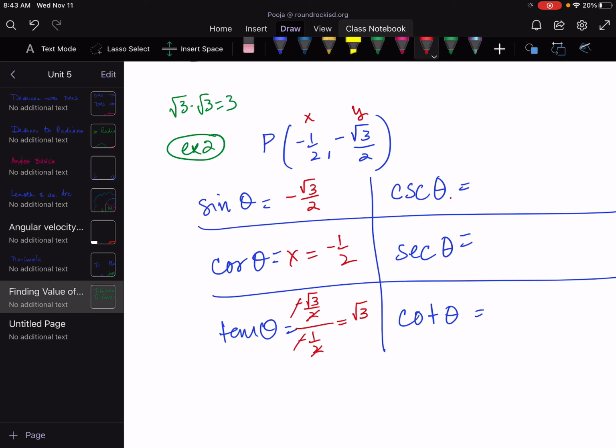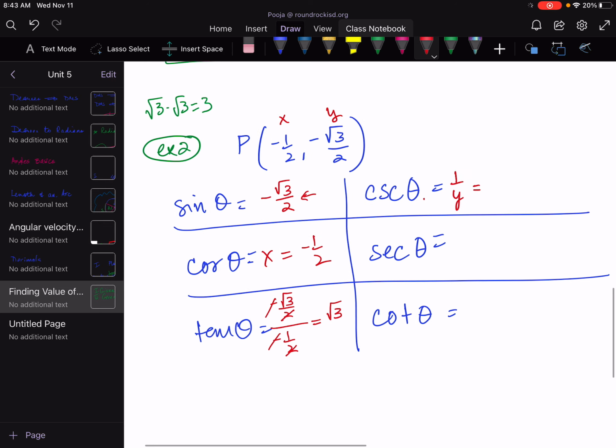Coming to cosecant, cosecant is inverse of sine. It is 1 over y. So you can either go 1 over y, but then you will end up with a fraction within a fraction, or you can simply take sine theta and find the reciprocal of it.